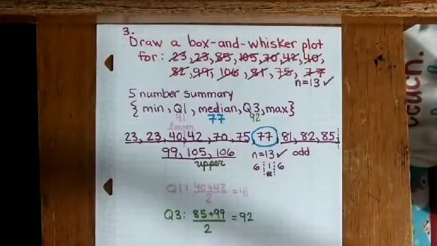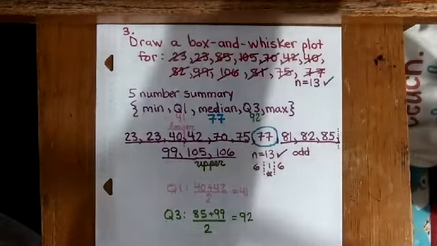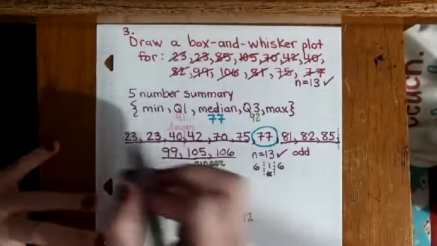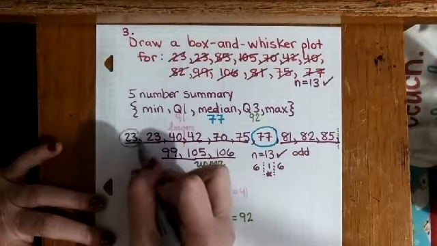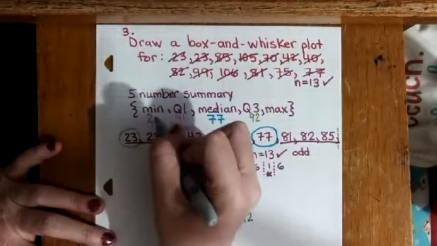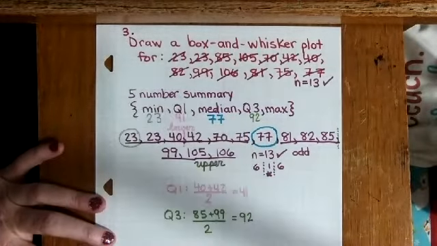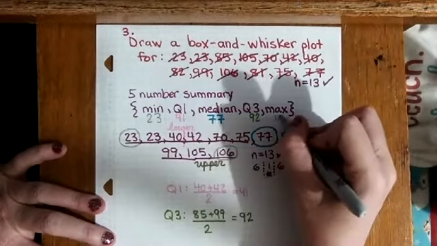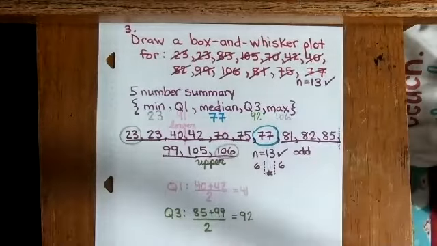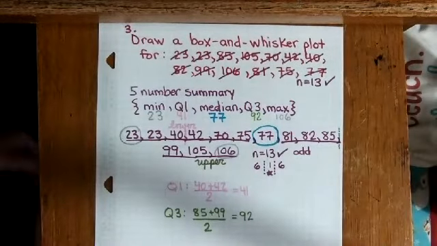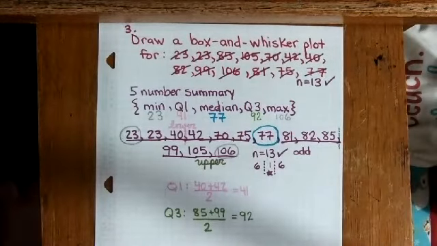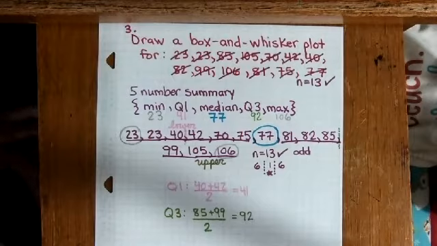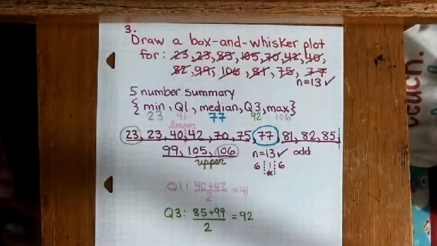Now the min and the max are generally easy to find, right? The min is your low value, and your max is your high value. So finding these 5 values gives us the information we need to draw the box and whisker plot for this data.